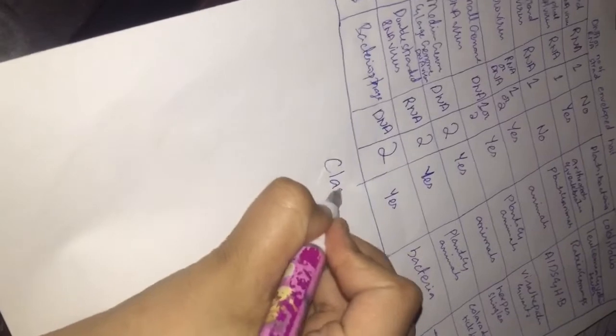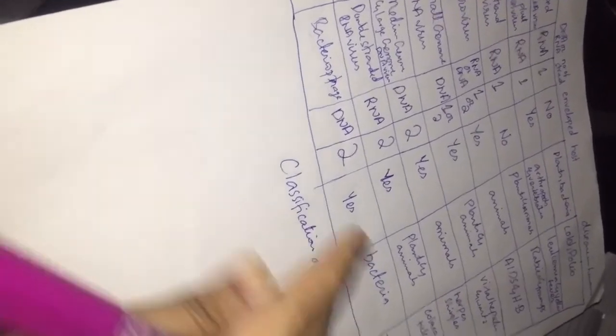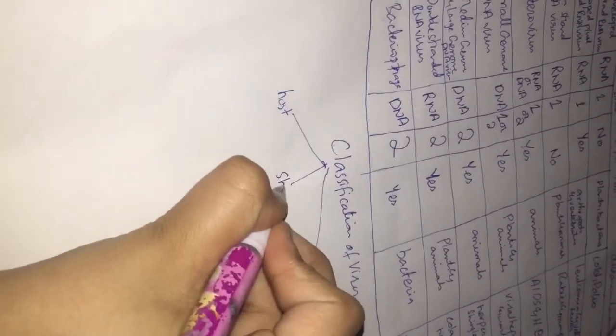So this is all about the classification of viruses and the characteristics of viruses. So let's draw the flowchart here again, so it will be easy for you to note it. Classification of viruses is based on three things: host, shape, and genetic material.